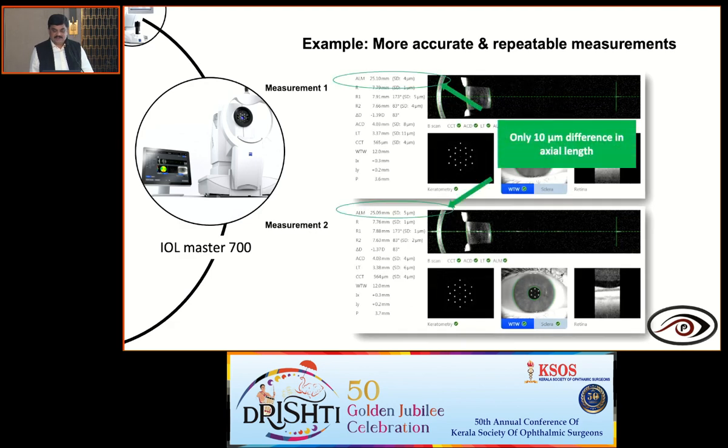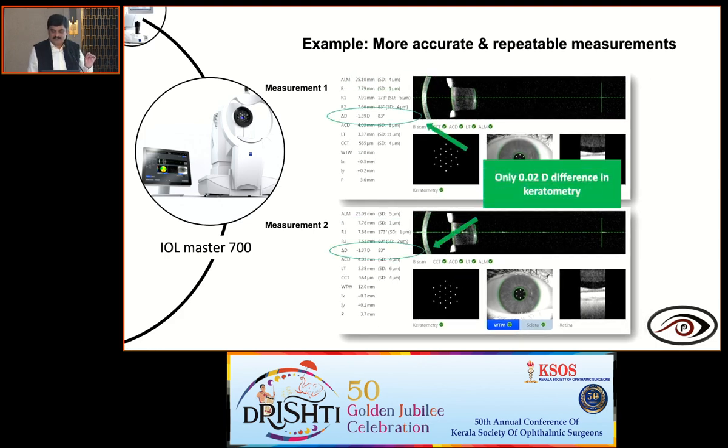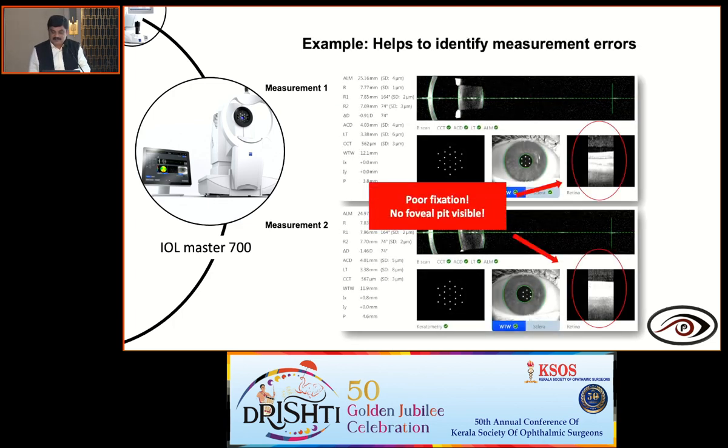When you see measurement 1 and measurement 2, there is only a 10 micron difference. That means this is the proper measurement. Also when you look at the keratometry, there is not much difference between measurement 1 and measurement 2, only a 0.02 diopter difference. So you should look at both measurements, and there should not be any difference. Suppose, for example, you see something like this, there is a poor fixation.